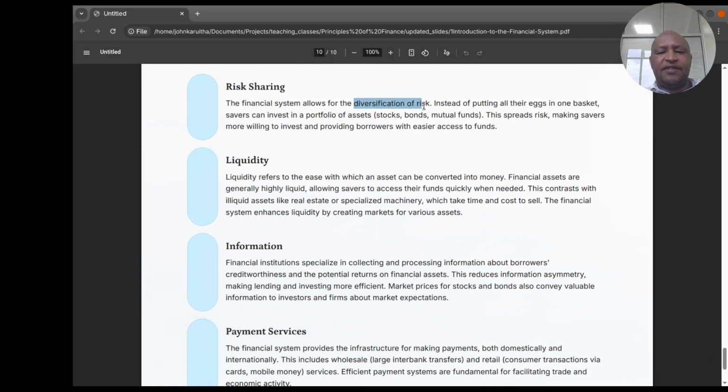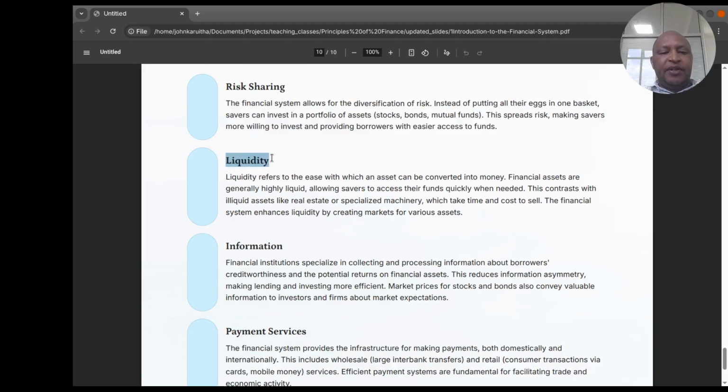Also the idea of diversification is a question of sharing risk. When you buy shares in a company, it is less risky than you owning a company all by yourself. Why? Because you can own a small proportion of Safaricom. Maybe you have 100 shares in Safaricom, you have 100 shares in Airtel, 100 shares in KCB, 100 shares there. By not putting all your eggs in one basket, you are reducing your risk. So the financial system allows you to reduce your risk by sharing it out, by diversifying your investments.